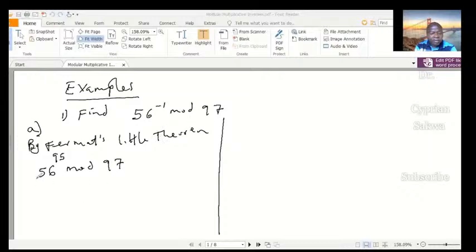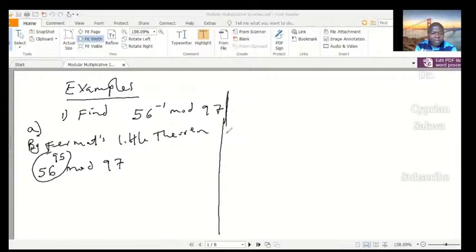So we need 56 raised to 95 mod 97. We're just asking ourselves, what will be the remainder if this number is divided by 97? The remainder when this number is divided by 97 will be the inverse. This is what it means. We just want to find out what the remainder will be if this number is divided by 97. There is a very easy way of doing that.